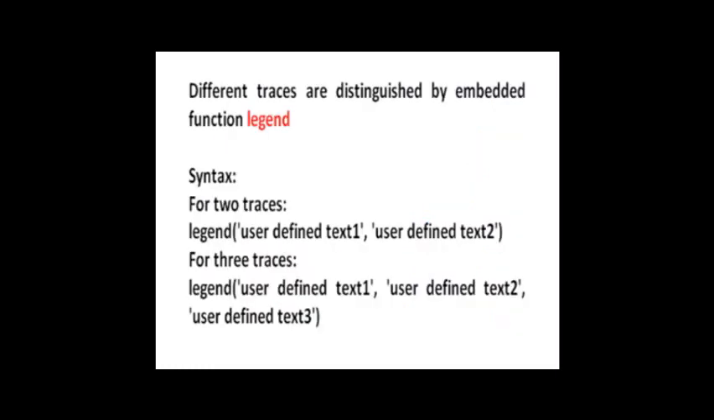We can distinguish different graphs using the embedded function legend, but the legend has some syntax. If we have two traces, we use two user-defined texts. If we have three traces, we use three user-defined texts, and so on. And the text is placed under single inverted commas or quotes as seen on the screen.